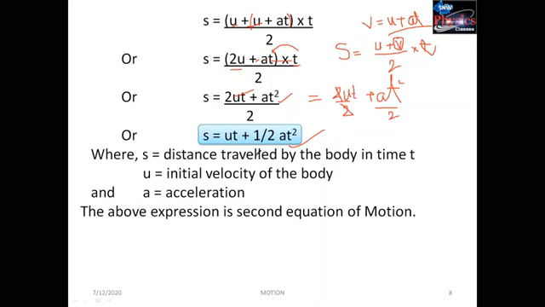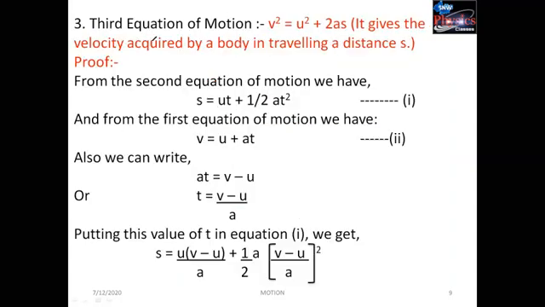Here s is the distance traveled by the body, u is the initial velocity and a is the acceleration of that body. If you wish you can note it down. ये कुछ steps जो हम लोगों ने यहाँ पे मिस किया है और आप नहीं समझ पा रहे हैं, then please note it down. Now we will derive the third equation of motion.